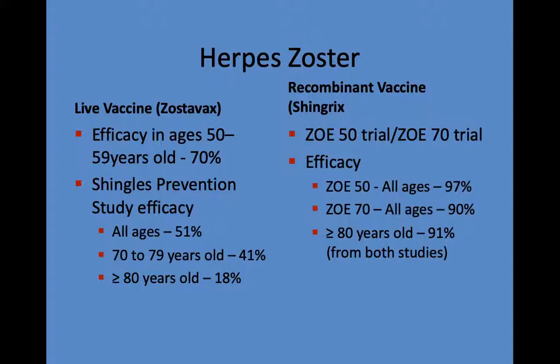So you can see here, Zostavax, the efficacy in patients aged 50 to 59 was 70%. At all ages, it was 51%, and as the patient got older, the efficacy decreased. But with Shingrix, even patients over 80 years old had over 90% efficacy.